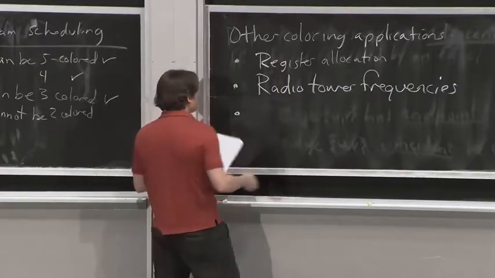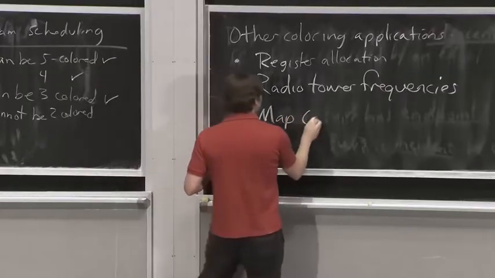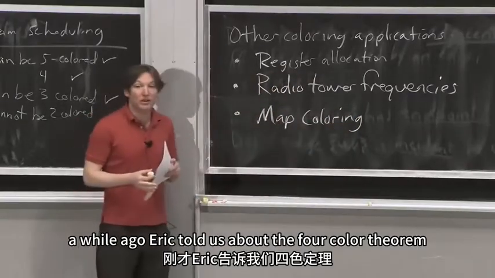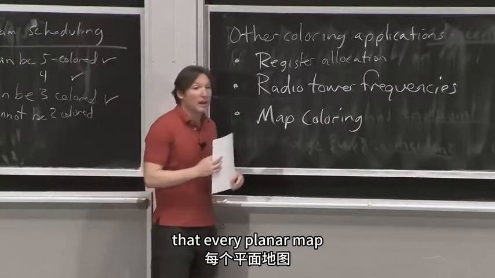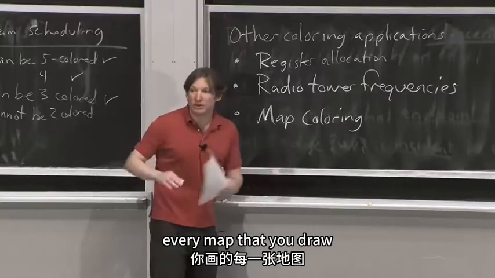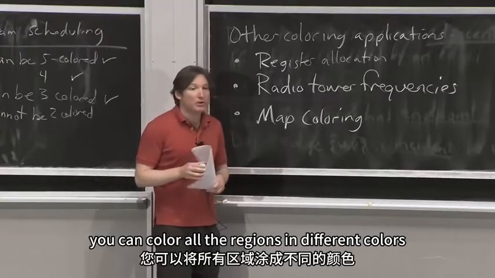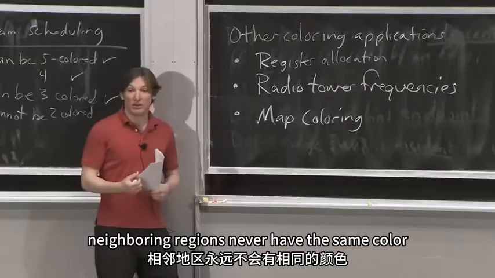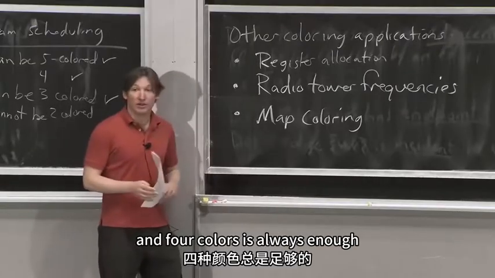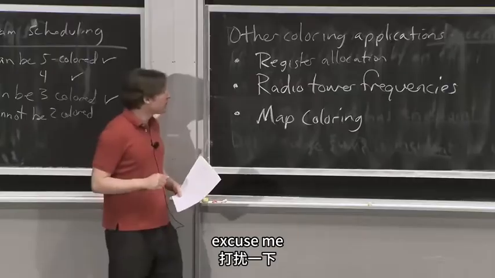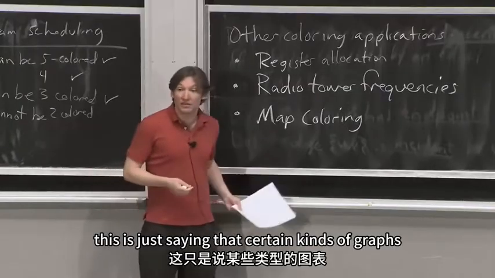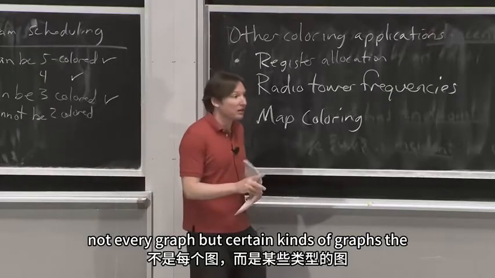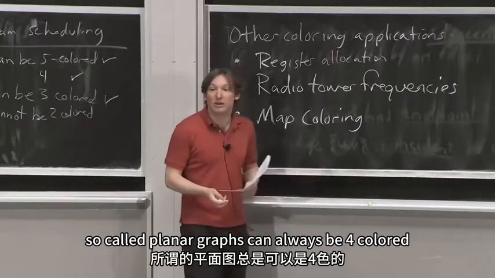Let's see, map coloring. A while ago, Eric told us about the four-color theorem, that every planar map, every map that you draw on a sheet of paper, you can color all the regions in different colors so that two neighboring regions never have the same color. And 4 colors is always enough. This is just saying that certain kinds of graphs can always be 4-colored. Not every graph, but certain kinds of graphs, the so-called planar graphs, can always be 4-colored.